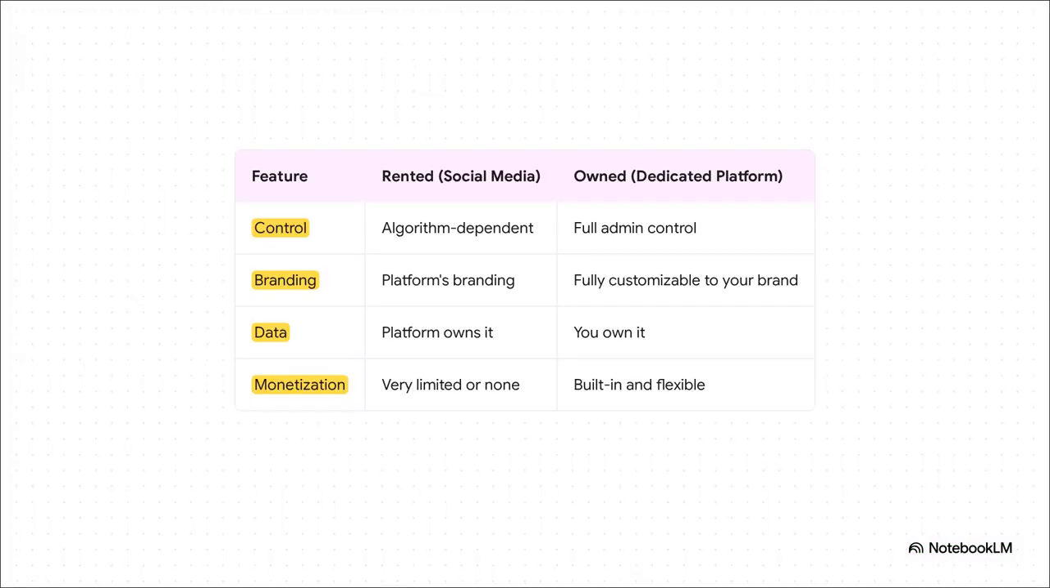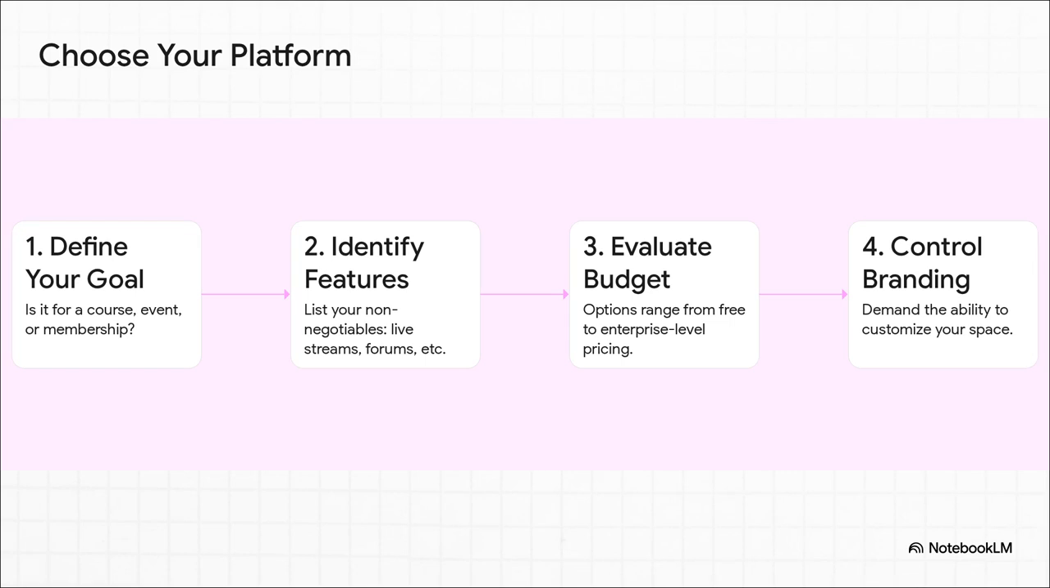I mean, just look at this side by side. The difference is night and day. On one side, everything that matters, who sees your stuff, what it looks like, how you make money, it's all out of your hands. On the other side, you're in the driver's seat. It's the difference between being a user and being an owner. When you're ready to build, here's a really simple way to think about it. First, what's your goal? What is this space actually for? A weekend event needs different things than a permanent community. Second, what are your must-have features? Third, be real about your budget. And finally, number 4, demand control over your brand. Your space should feel like your space, not some generic template.